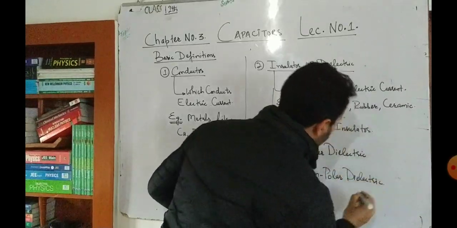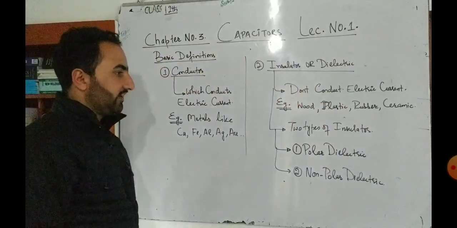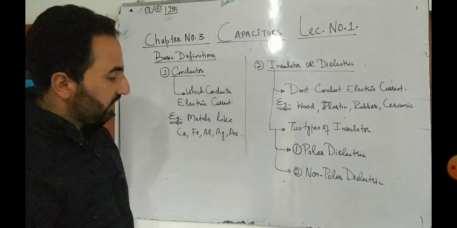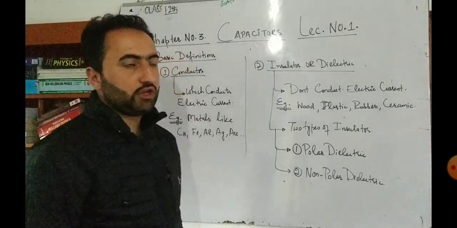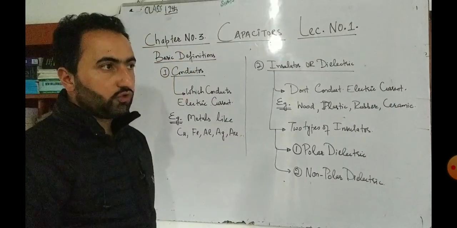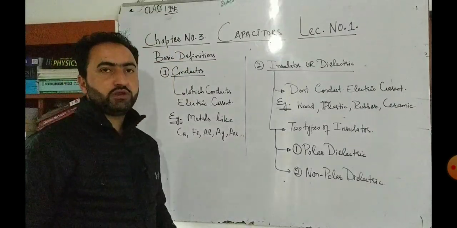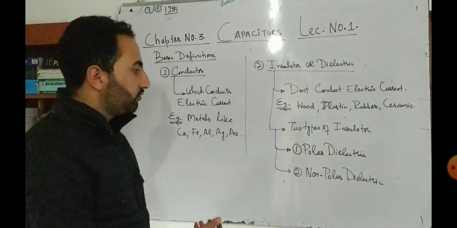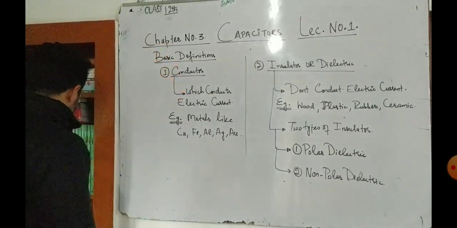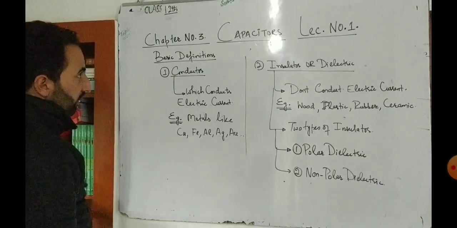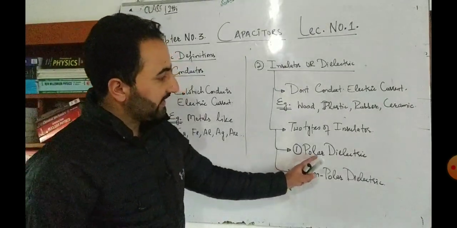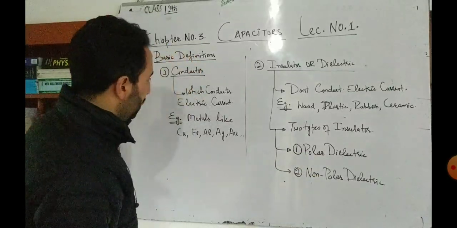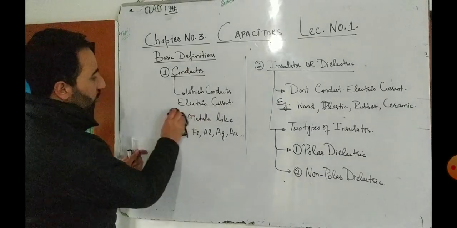Now what do we mean by polar dielectric? The simple definition: a polar dielectric is that insulator which is composed of polar molecules, and a non-polar dielectric is that which is composed of non-polar molecules. Now what do we mean by a polar molecule? A polar molecule is that molecule whose dipole moment is not equal to 0, and a non-polar molecule is that molecule whose dipole moment is equal to 0. We'll be defining these polar dielectrics and non-polar dielectrics and studying them in detail. So let's switch to the polar dielectric and non-polar dielectric.